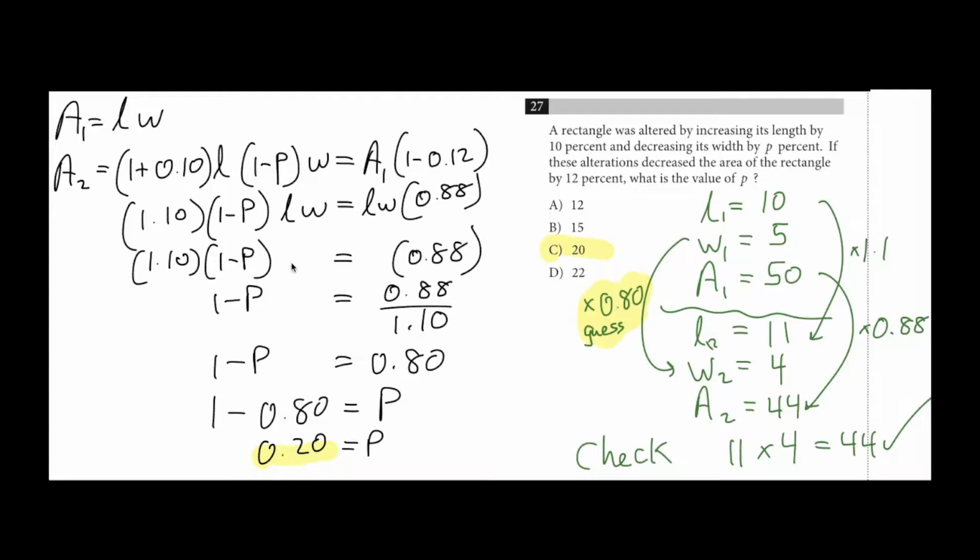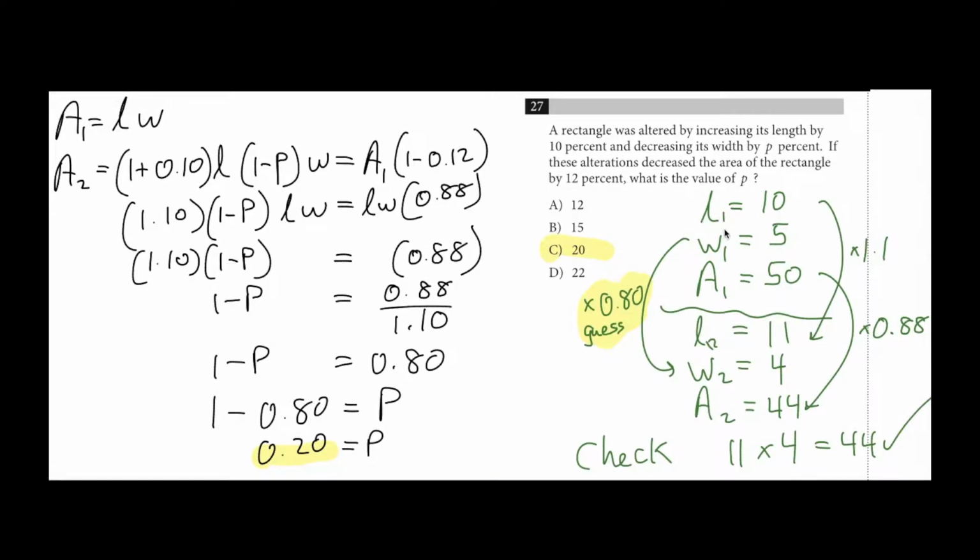1.10 times 1 minus p equals 0.88. You can divide both sides by 1.1 to get this, and then I even just pulled out a calculator and figured out this is 0.80. And then you can add p to both sides and subtract both sides by 0.8, and you get 0.2 is equal to p. And that's the answer. The p percentage you would have to decrease it by would be 20%.